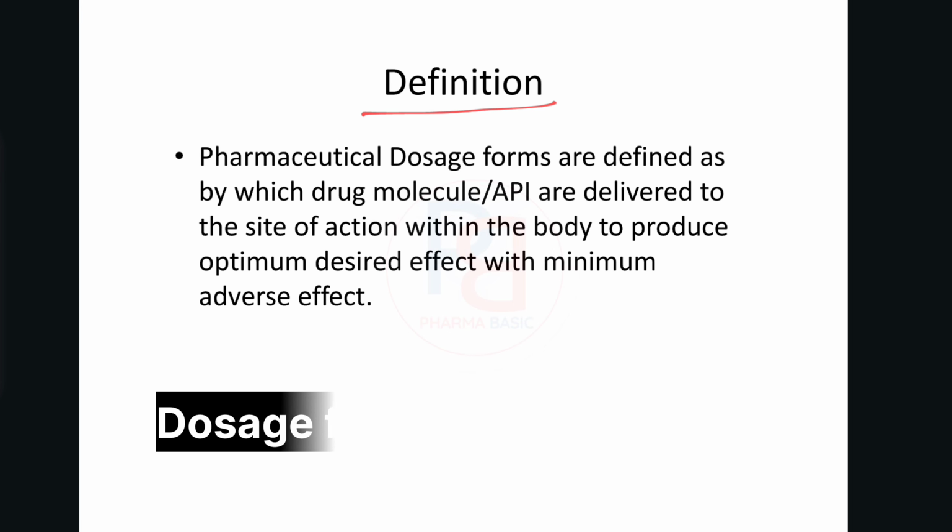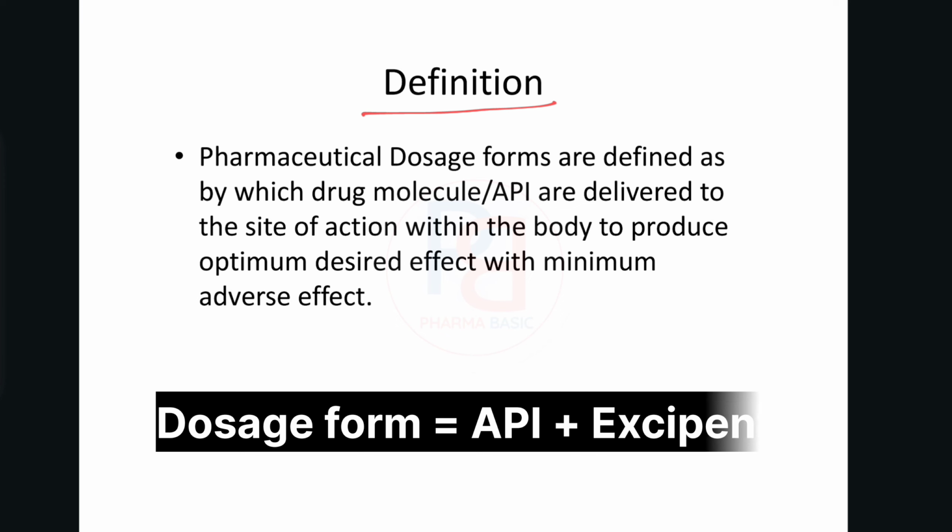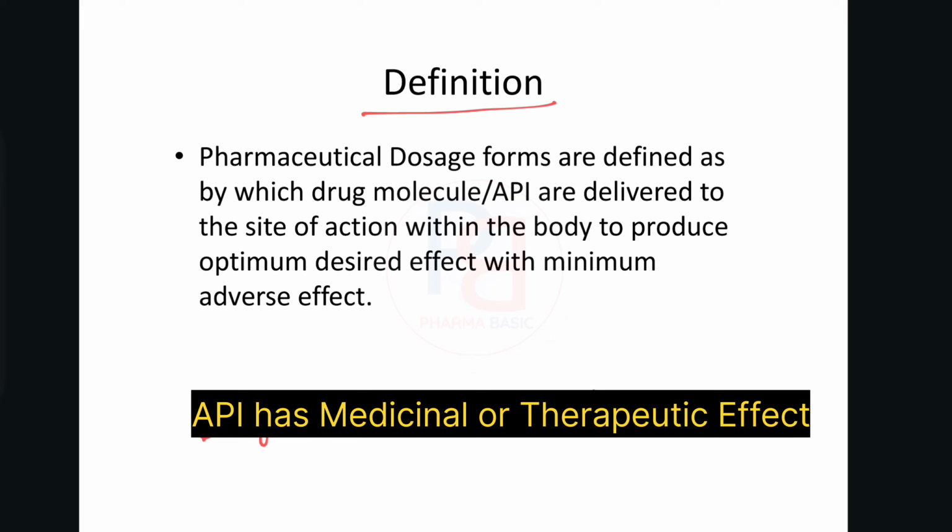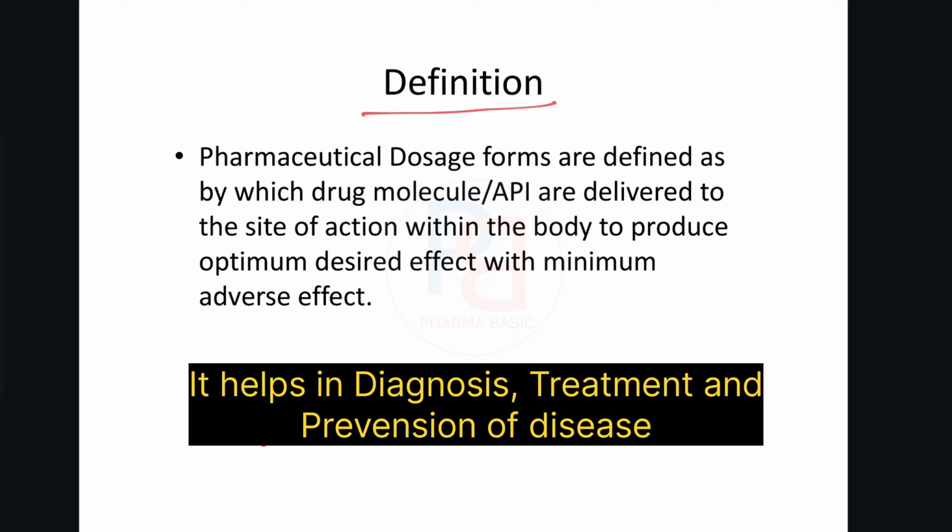A dosage form contains two ingredients. One is the API, another one is the excipient. So what is this API? API is defined as the pharmaceutical product which shows the medicinal and therapeutic effect. API is the main ingredient which shows the therapeutic and medicinal effect, and this part helps in the diagnosis, treatment, and prevention of diseases.